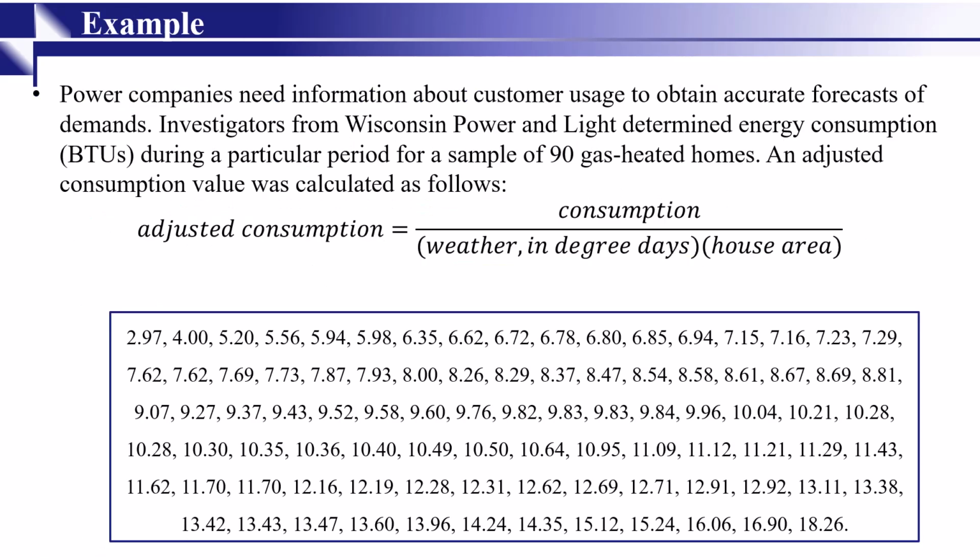Here is an example. Power companies need information about customer usage to obtain accurate forecasts of demand. Investigators from Wisconsin Power and Light determined energy consumption during a particular period for a sample of 90 gas-heated homes. An adjusted consumption value was calculated as consumption divided by weather in degree days and house area. We have 90 data points here, and now we want to plot the histogram.